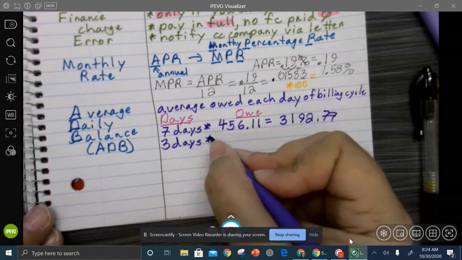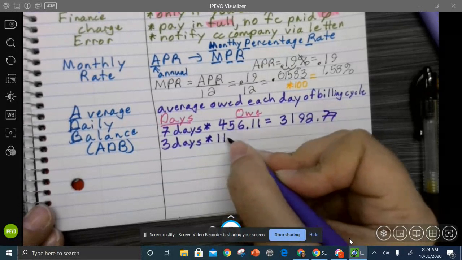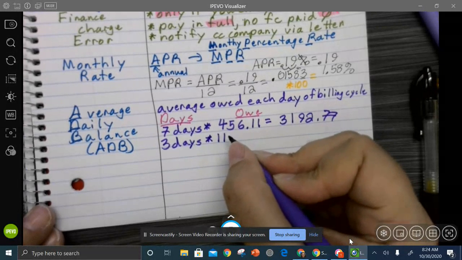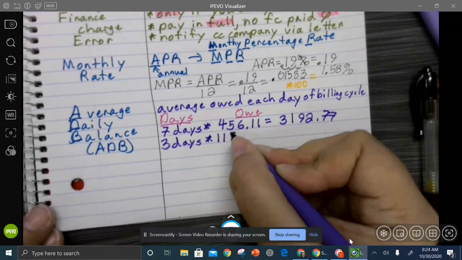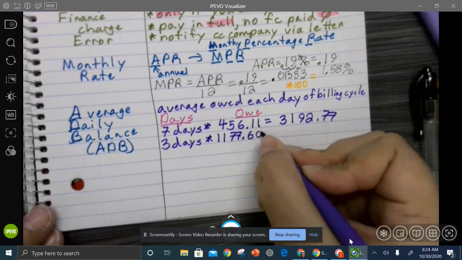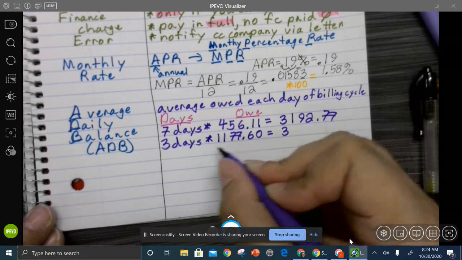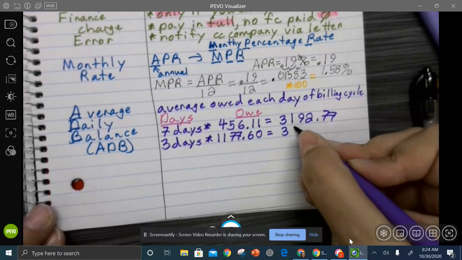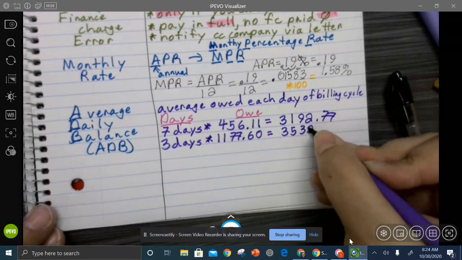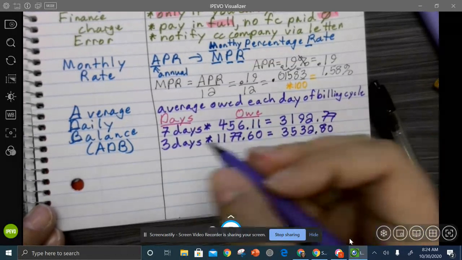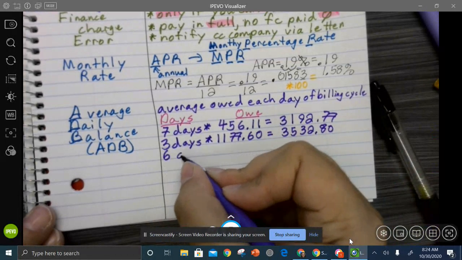Then for the next 3 days, you made a charge that raised the balance up to $1,177.60. So for those 3 days, we multiply that by 3 and get $3,532.80.